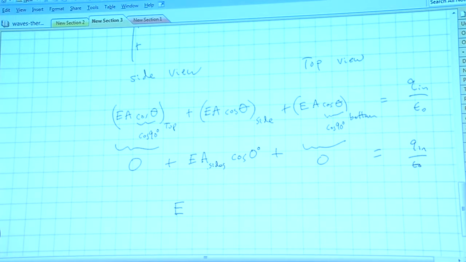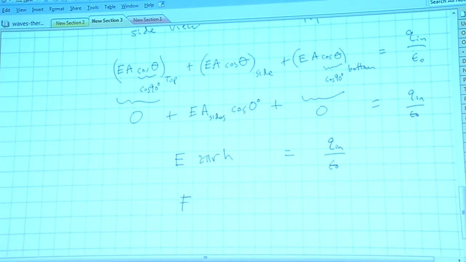Here's our cylinder. If we cut it down one side and open it up, we're looking for the height of our cylinder times the circumference of the top, right? That gives us the area. So that would be 2 pi r times h. And so I've got my electric field is a constant, Q in over h.